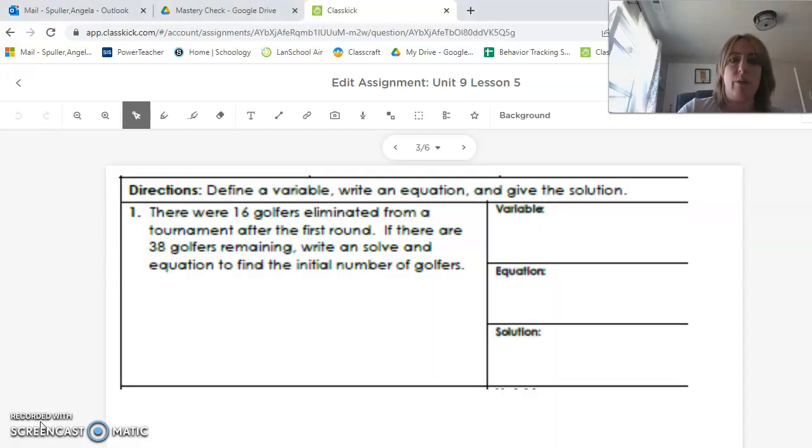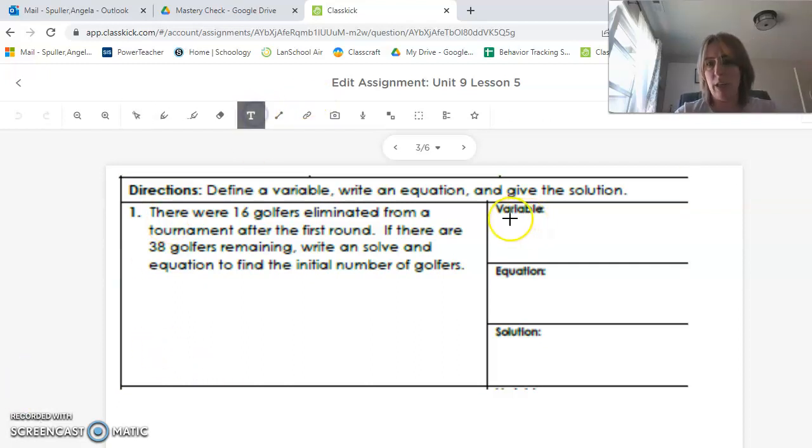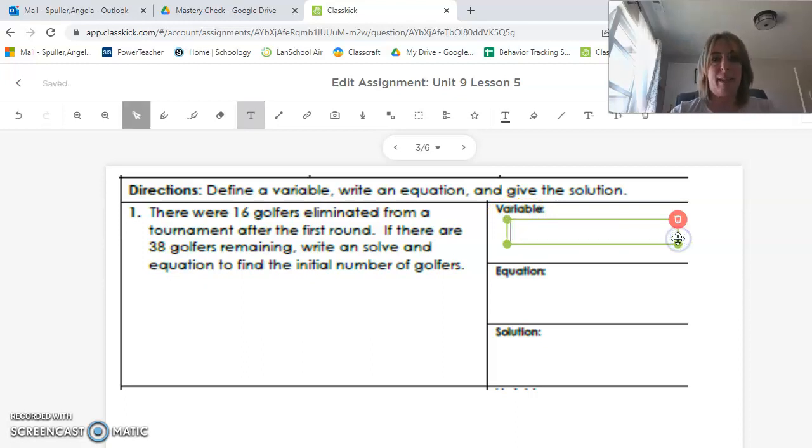Okay, so let's try this one. There were 16 golfers eliminated from a tournament after the first round. If there are 38 golfers remaining, write and solve an equation to find the initial number of golfers. Well, first and foremost, I'm going to pick a variable that makes sense. So let's pick G. G is going to equal the number of golfers.